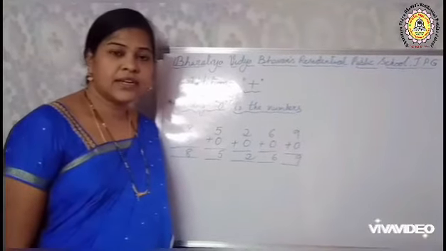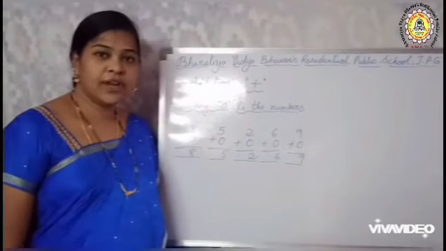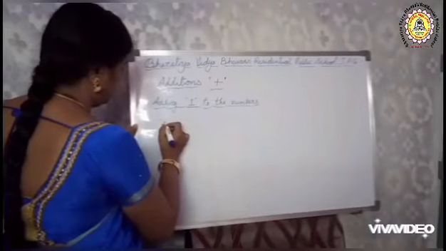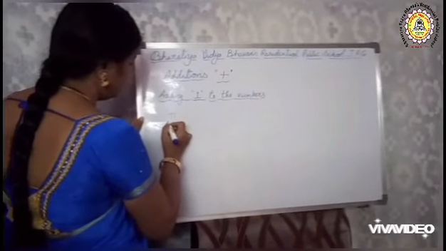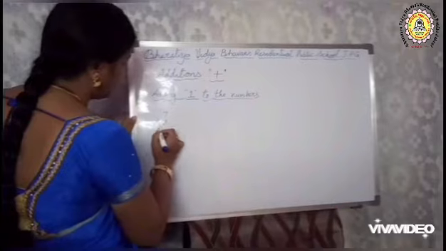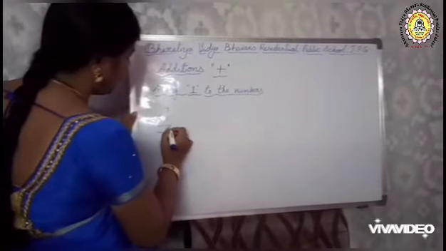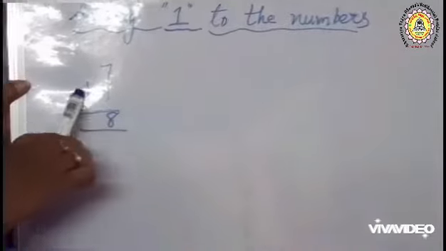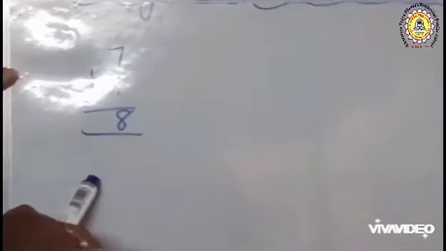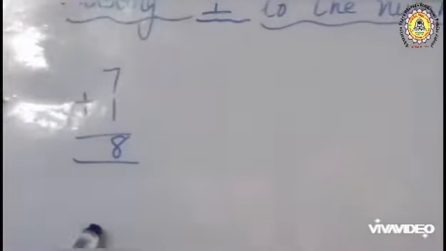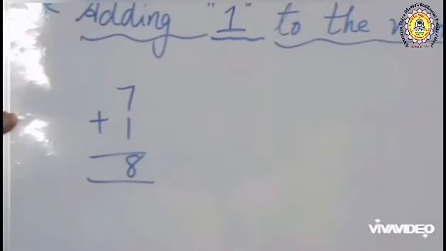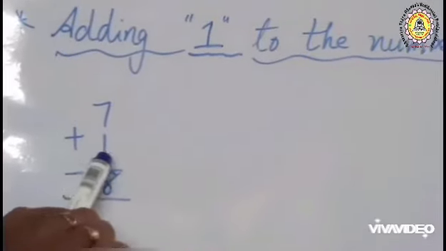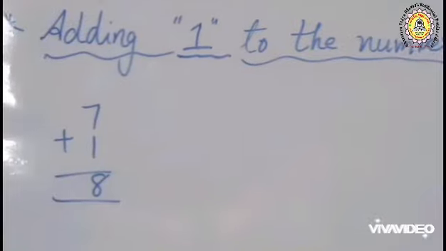Let us add 1 to the given numbers. 7 plus 1 is equal to 8. See children, 7 plus 1 is equal to 8. We have already learned this in the addition table, no children? If we add 1 to any number, we get the after number.